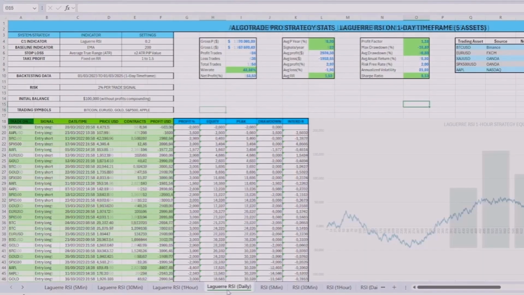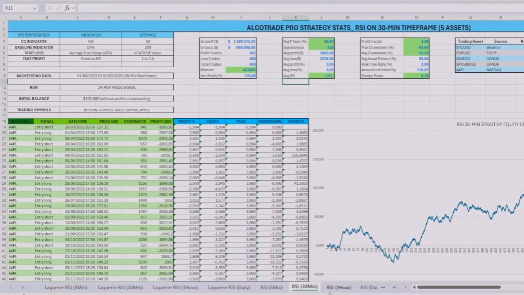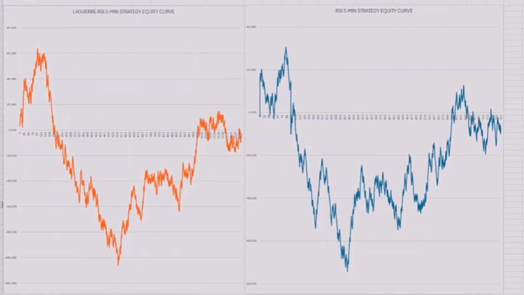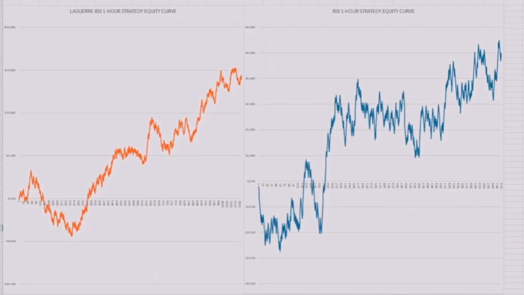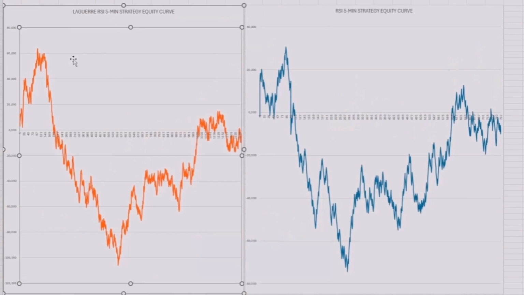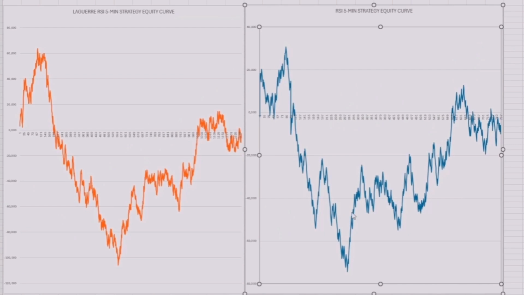A few moments later. After testing the standard RSI with the same conditions, we see some significant changes. And to simplify the analysis, I will compare both equity curves. Let's start with a 5-minute time frame. On the left, with an orange color, you can see the equity chart from the Laguerre RSI, and on the right, with a blue color, the one from the standard RSI.